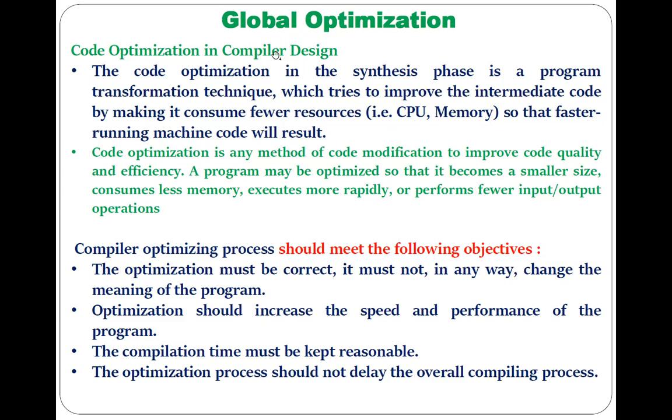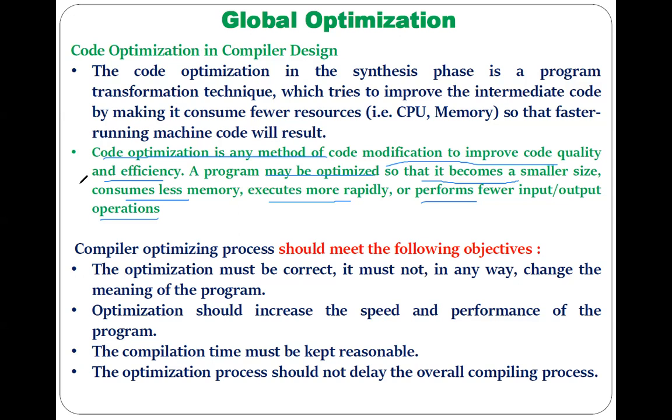Also, we can define code optimization in another way. Code optimization is a method of code modification to improve the code quality and efficiency. A program may be optimized or modified so that it becomes smaller in size, it consumes less memory, and it can execute more rapidly or perform input output operations faster. So for that purpose, we need to perform different code optimizations.